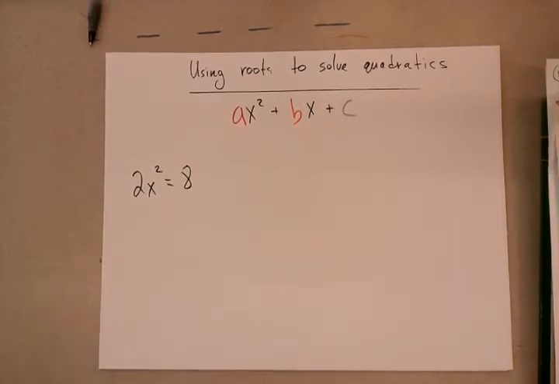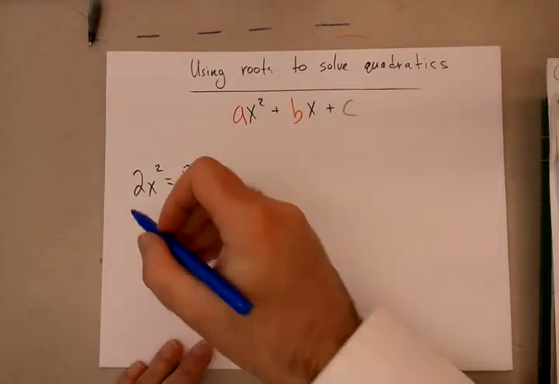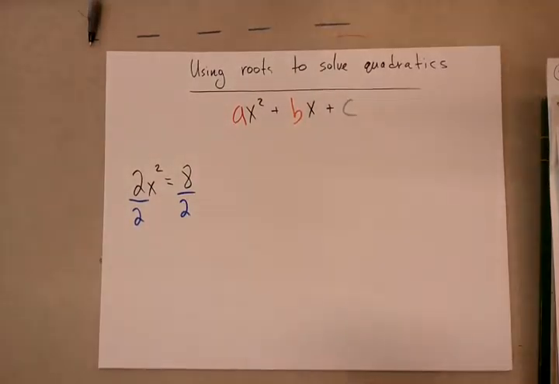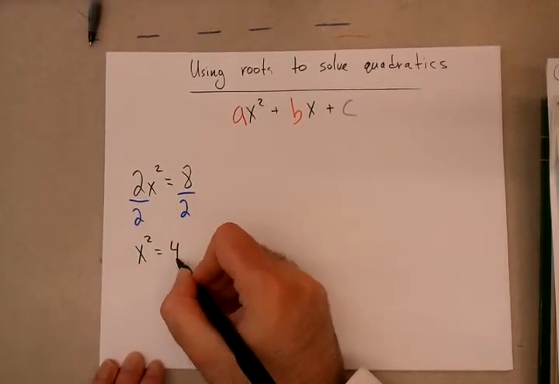Now, how are we going to solve this one? Well, fairly easily. You solve it just like any other equation. You isolate the variable. In this case, you isolate the x. So I want the x all alone, all by itself. And how would I approach that? Well, get rid of this 2 first. Divide both sides by 2. And that's going to yield x squared equals 4.